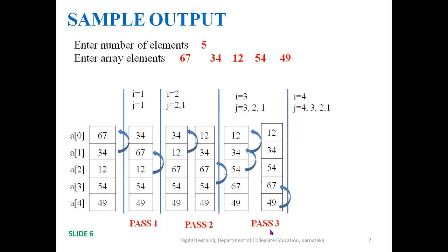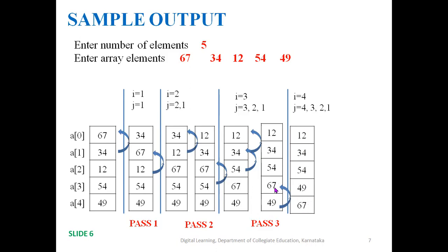Now again, when it comes out, you know that i will increase by 1. So i changes to 4 and j also is equal to i. So it will start from the value 4. That means a of 4 and a of 3 is going to be compared now. Is 49 less than 67? Yes, it is true. So what happens? It has to swap. So after swapping these two values, we can see the new list here.